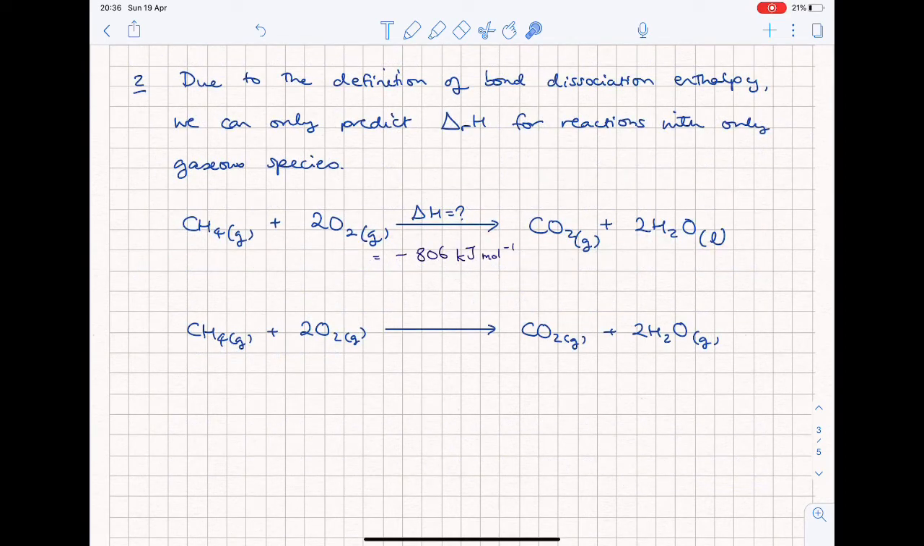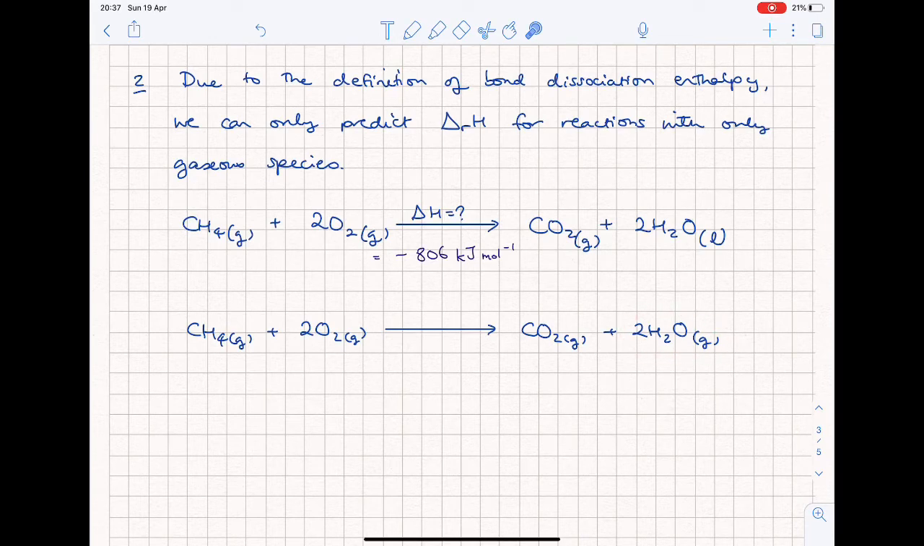So in the calculation we did earlier to work out enthalpy change for this reaction, we got the value of minus 806 kilojoules per mole, this value is actually incorrect because the reaction will produce water as a liquid, and using bond enthalpies we can only work out enthalpy changes involving all gases. So using bond enthalpies we actually predicted the enthalpy change for this reaction here where the water produces steam.